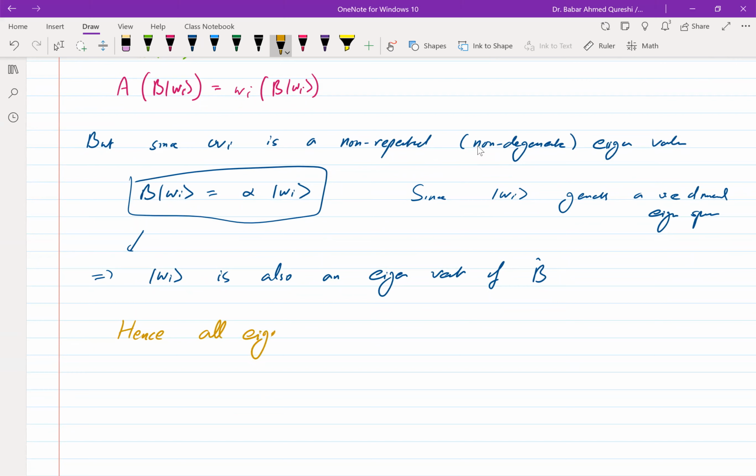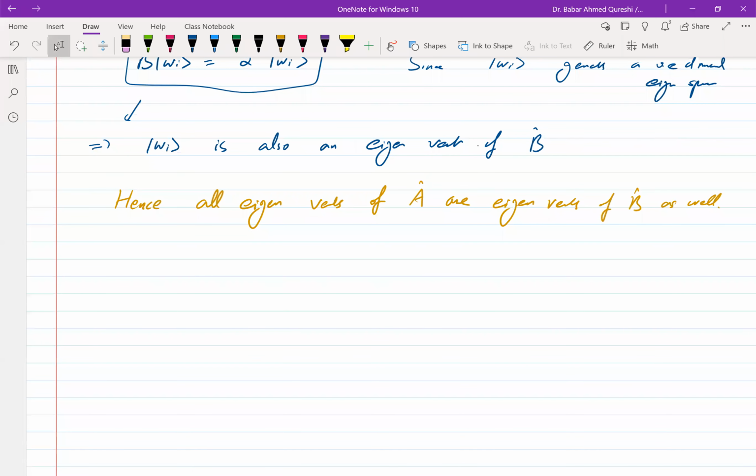All eigenvectors of A are eigenvectors of B as well. So since I know that there exists a basis of eigenvectors of A, then in this basis, from the previous theorem, the matrix of A is like this.